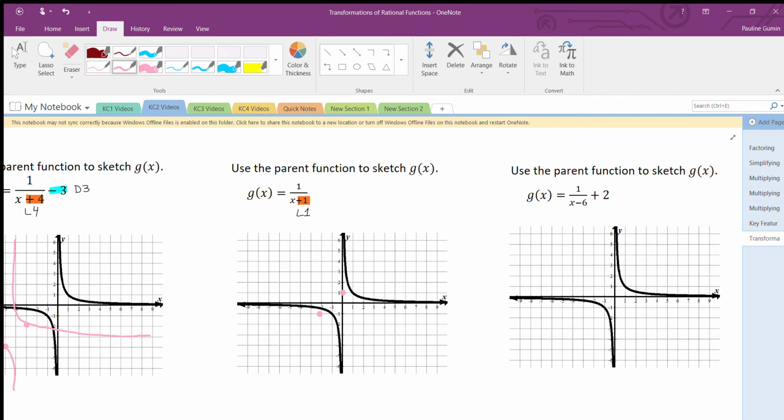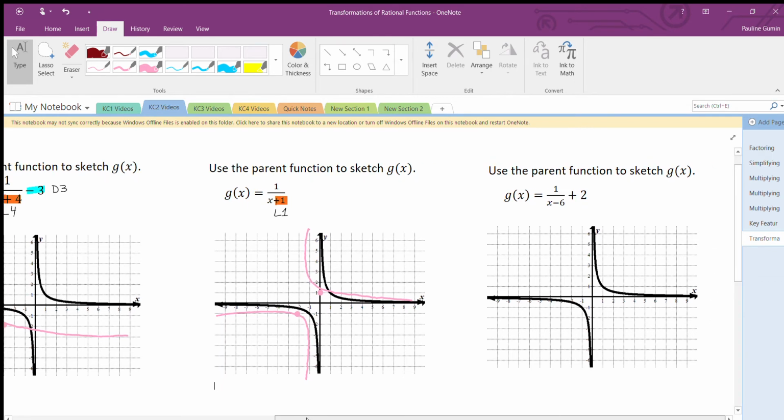A little thicker marker will probably be better. Okay, art skills aren't great, but hey, we're working on it. Let's take a look at the next one.